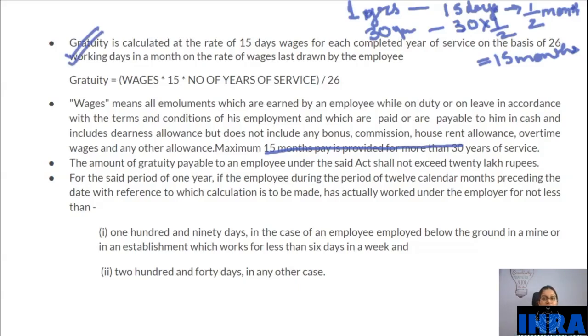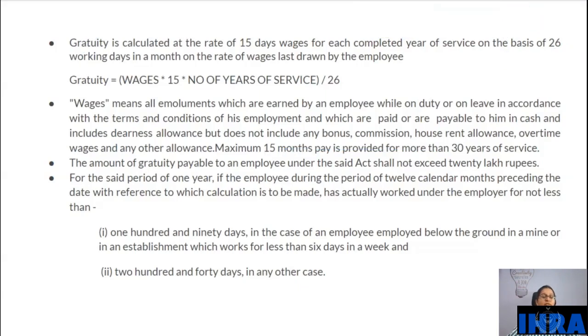Now the next thing is, the amount of gratuity payable to an employee under this Act shall not exceed 20 lakh rupees. So a maximum of 20 lakh rupees can be given to a person. Also, this 20 lakh will come under exemption in section 10(10), the death-cum-retirement gratuity received. So up to 20 lakh it is not taxable, like you can get a rebate under this gratuity.